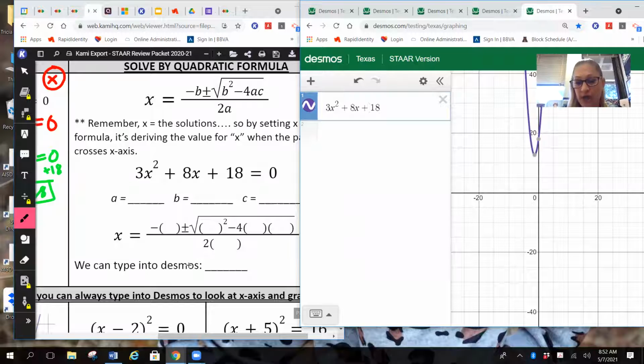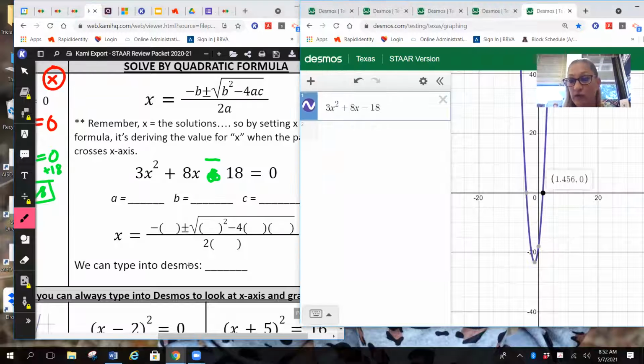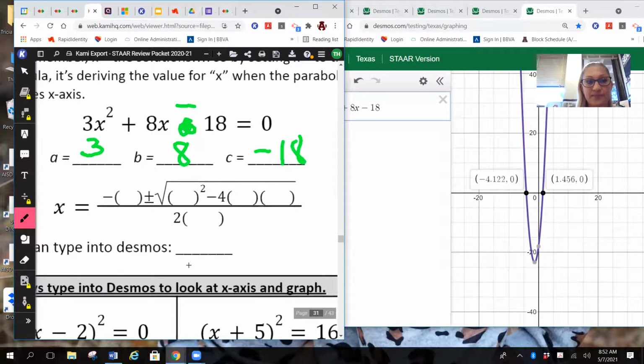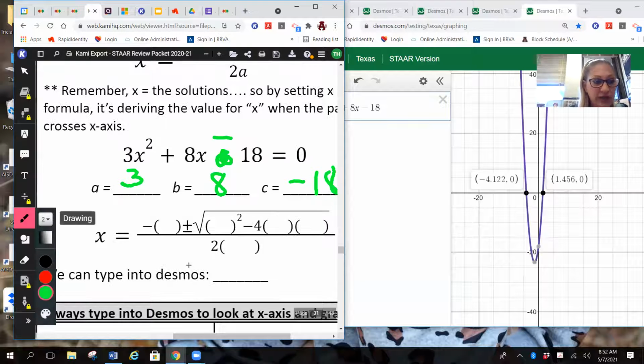It doesn't cross the x-axis. So I'm going to go ahead and make that a minus 18 because I think that was a typo originally. That way we do have solutions. So remember, the number next to x squared is a, the number next to x is b, and the number by itself is c.